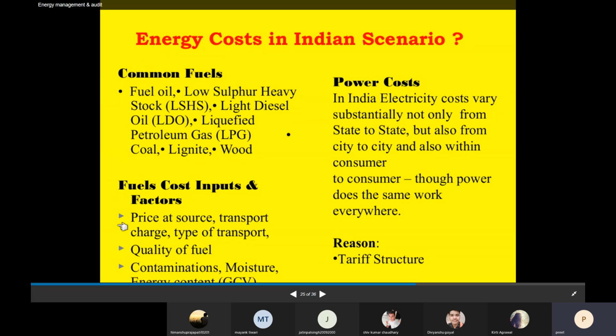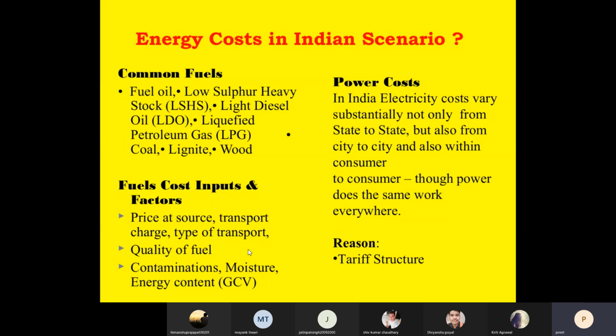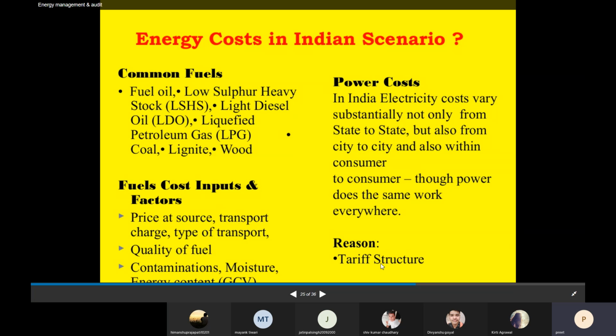Fuel cost inputs and factors: we have price at source, transport charge, and type of transport. If you have to transport over a longer distance, the transport charge will be more, so your fuel cost automatically increases. Quality of fuel: for better quality, you have to pay more. Then contamination, moisture, energy content. And what is the reason for these energy costs? The tariff structure.